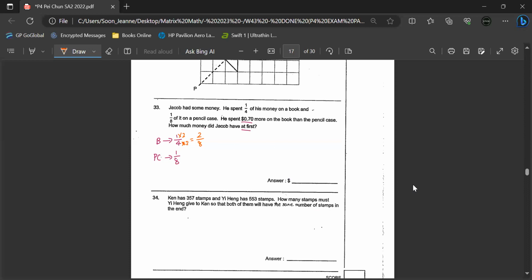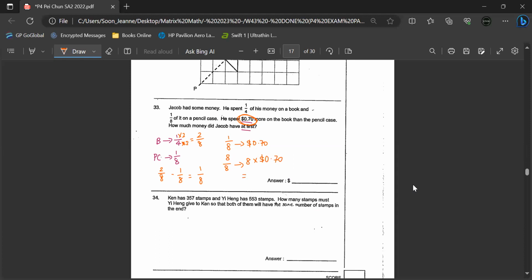So they say he spent 70 cents more on the book than the pencil case. You actually can see that the fraction for the book is greater than the pencil case. So the difference between the fraction for book and pencil case is 2/8 minus 1/8. 1/8 represents 70 cents because he spent more on the book. So we already know the value of 1/8 is 0.70. I want to find how much he has at first, which is 1 whole. We look at 8/8. So 8 times 70.